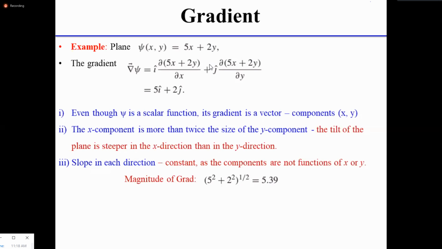So we can observe three things here, like we have defined. Even though this psi is a scalar function, its gradient is obviously a vector.